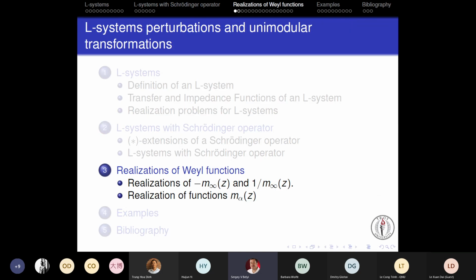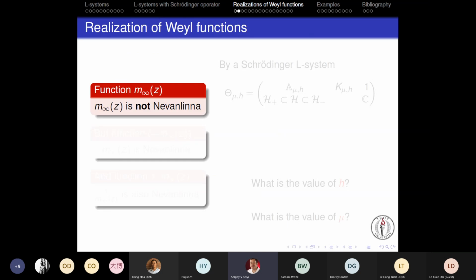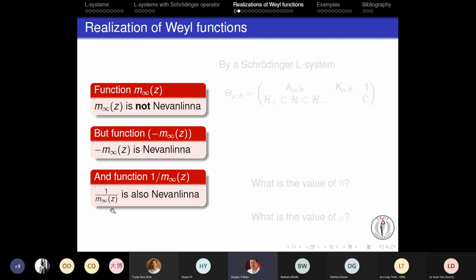Okay, and that's where we begin the new stuff. So what happens next? A natural question arises. We know that the function m infinity is not Nevanlinna, but negative m infinity is, and so is the reciprocal. So negative m infinity and 1 over m infinity are both Nevanlinna functions. Question: are they realizable? Do they fall into the class of Nevanlinna functions that can be realized?